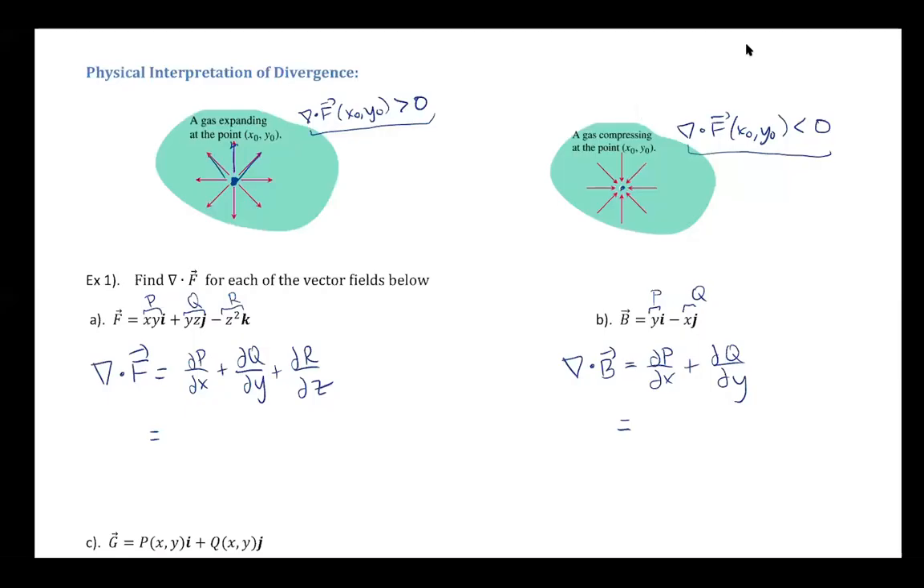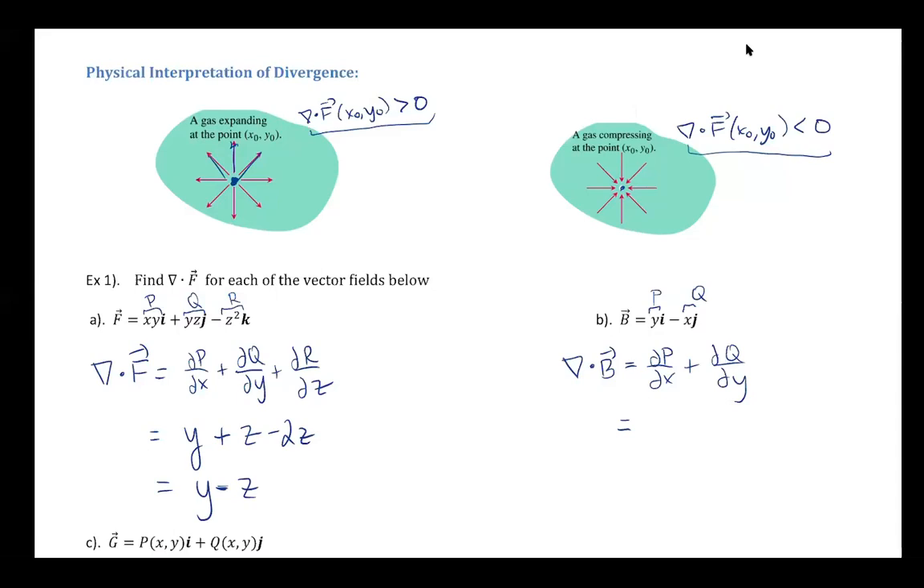Okay, so here I'm going to just take the partial of this i component with respect to x, which will just be y, and then the partial of the q component with respect to y, which will just be z, and then the k component here, which is just r. The partial of that with respect to z is going to be negative 2z, so this is going to be y minus z. And so notice here the divergence is varying depending on where you are in the vector field. Depending on what your x, y, and z values are, you will get different values for the actual divergence.